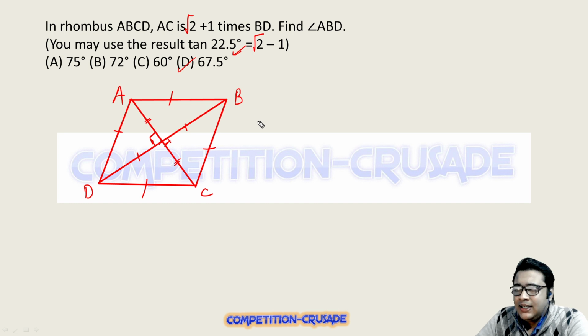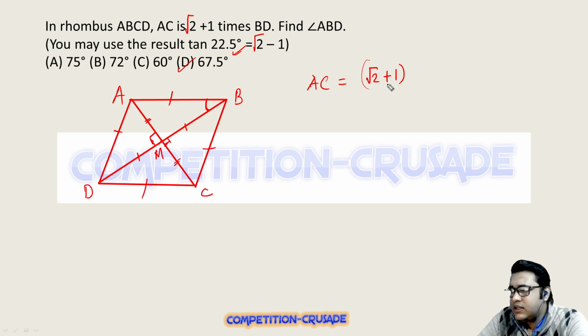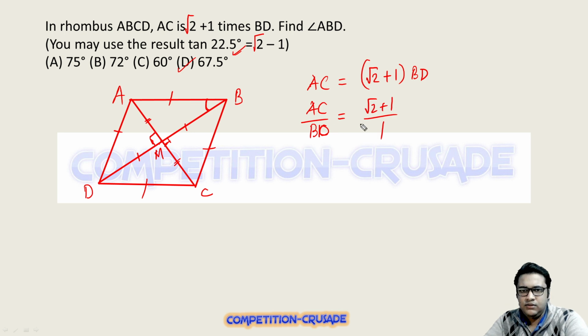So what exactly can I do with this? I have to make some sense. Let's call this point M. They are asking you to find angle ABD. Now what can I do? AC is root over 2 plus 1 times BD. The only thing I can do with this is make ratios: AC by BD is equal to root over 2 plus 1 by 1. So obviously this is the thing that you can do.